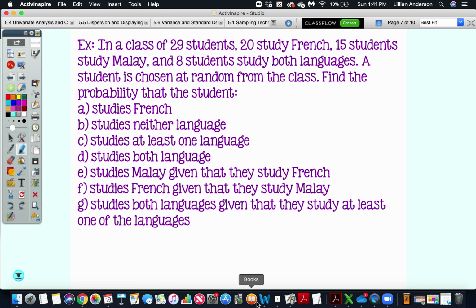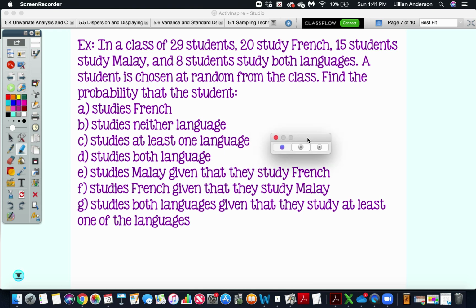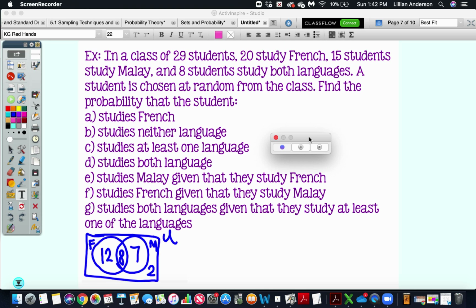So what I want you guys to do now is pause the video, and draw the Venn diagram to represent this particular situation, and then when you're ready to see the answer, as well as go over parts A through G, press play.